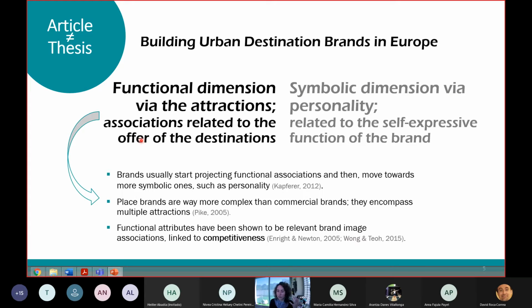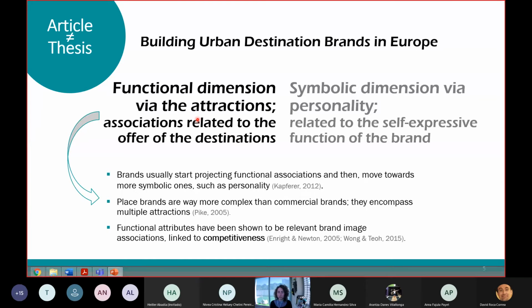So what was really important and crucial about this functional association? First of all, brands usually start by projecting these functional associations. Even though you've probably heard about brand personality and how relevant it is, for a new brand, or a brand that is not very well known, the best strategy is to start working with this side, the functional one, which is more tangible. And as they grow, they progressively move towards more symbolic and self-expressive ones.